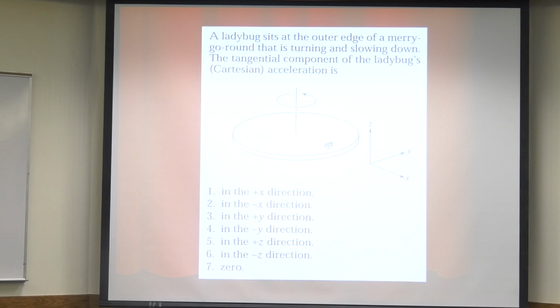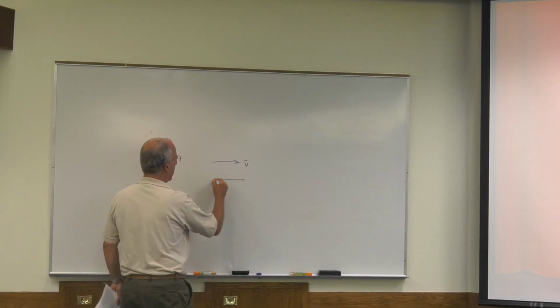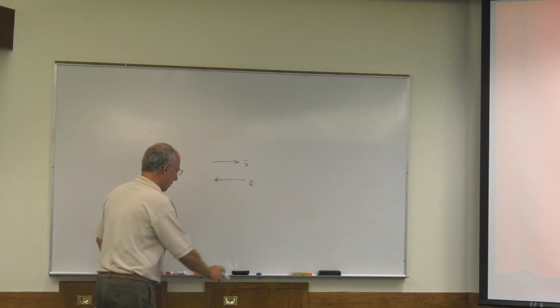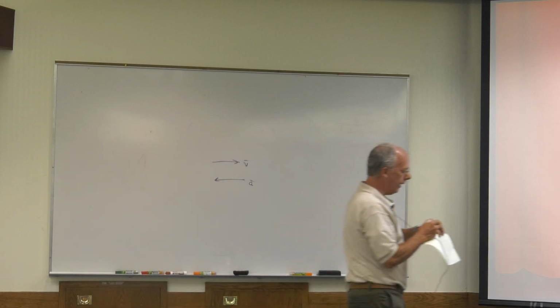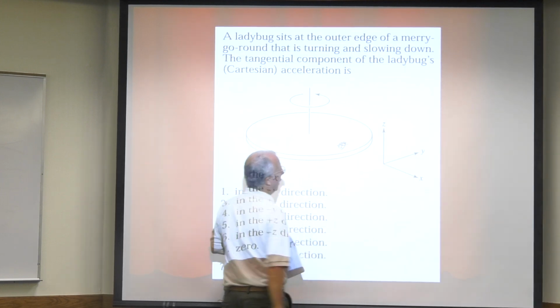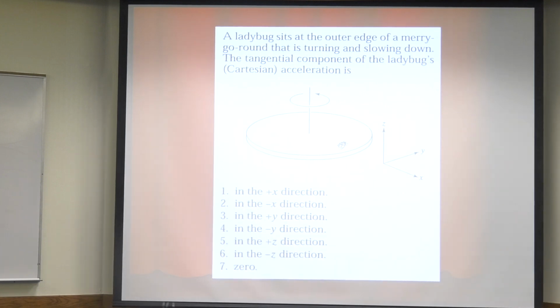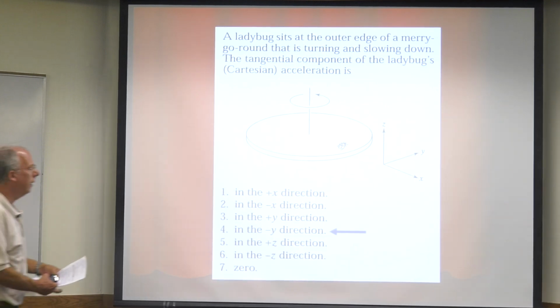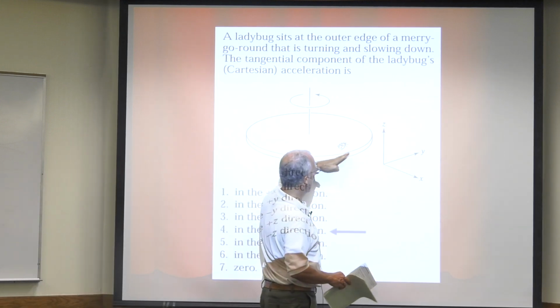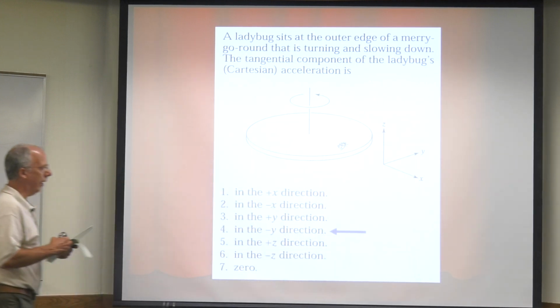Okay, what did we learn if something is slowing down? Let's say that the velocity is that way, and if it's slowing down, the acceleration has to be opposite. So here, at this point, the velocity is tangent to the circle, right? So it's in the y direction. So what has to be true about the acceleration if it's slowing down? It has to be in the minus y direction. Agree? Again, the velocity is always tangent to the circle, so the acceleration is opposite because it's slowing down, minus y.